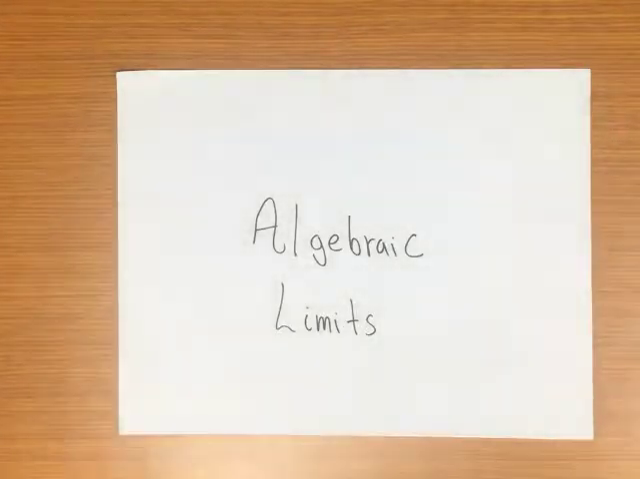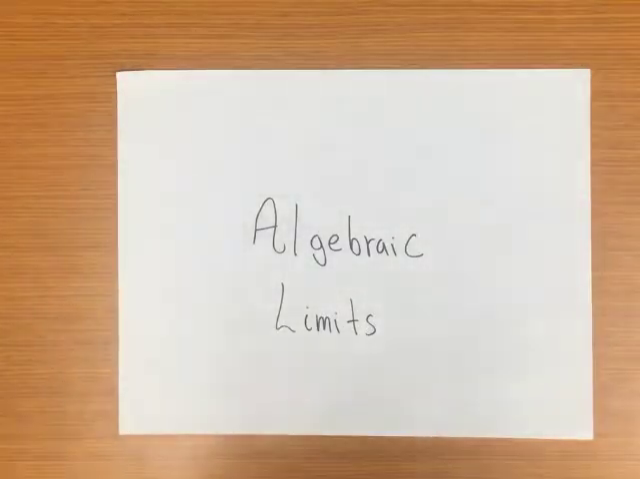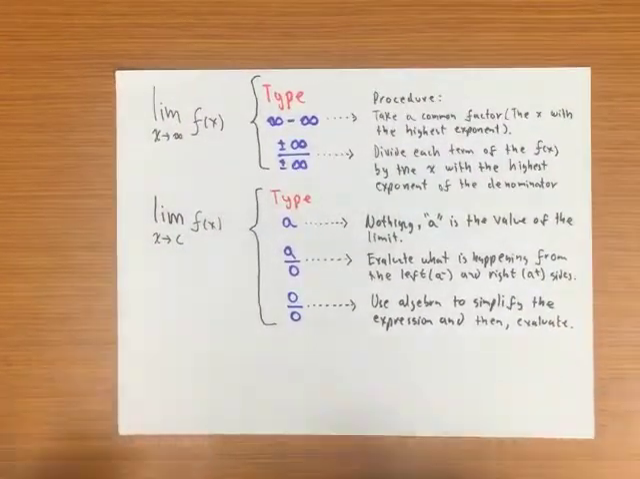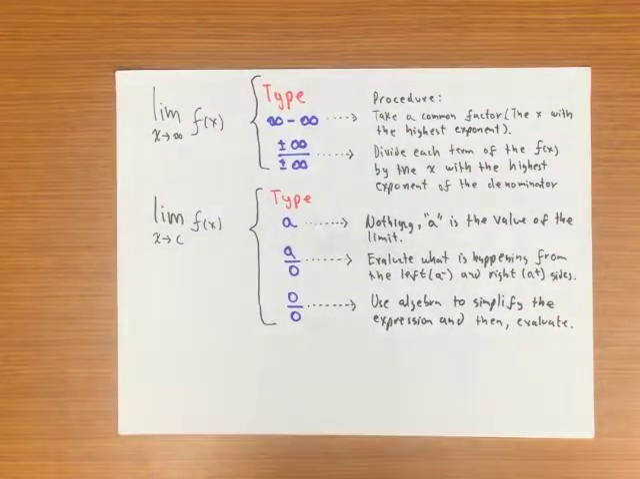So in this video, I will explain the general things about the algebraic limits and the conceptual evaluation of the algebraic limits. The thing with the algebraic limits is that we have four different types. So here you can see the four different types of these limits.